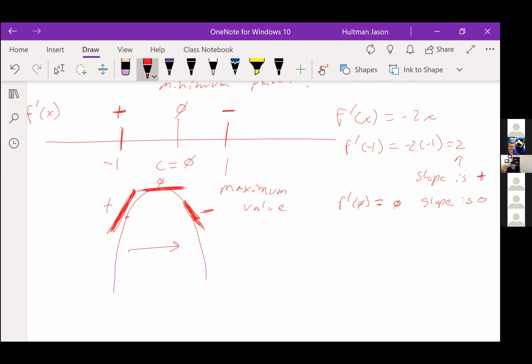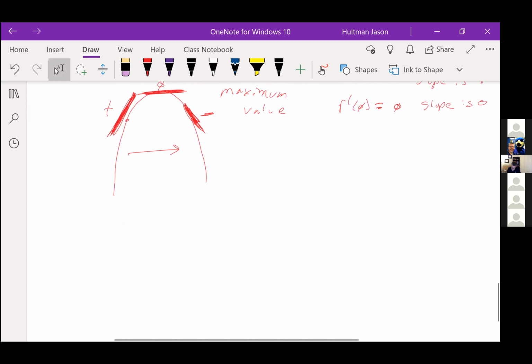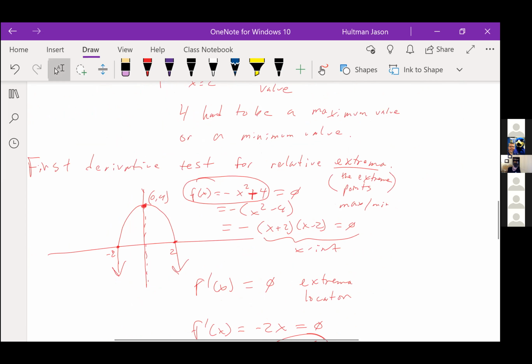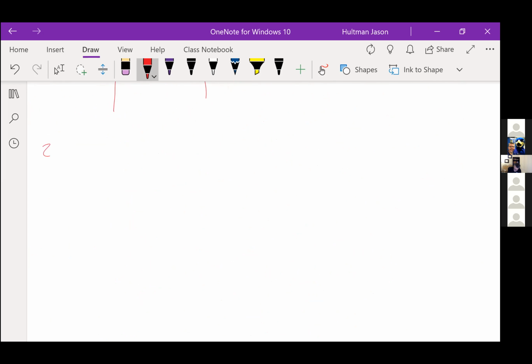And that's called the first derivative test. We test our critical values and we say, on each side of these values, what's happening? Okay, so let's do one more like this. I'll call this example 1. Let's do example 2 here.